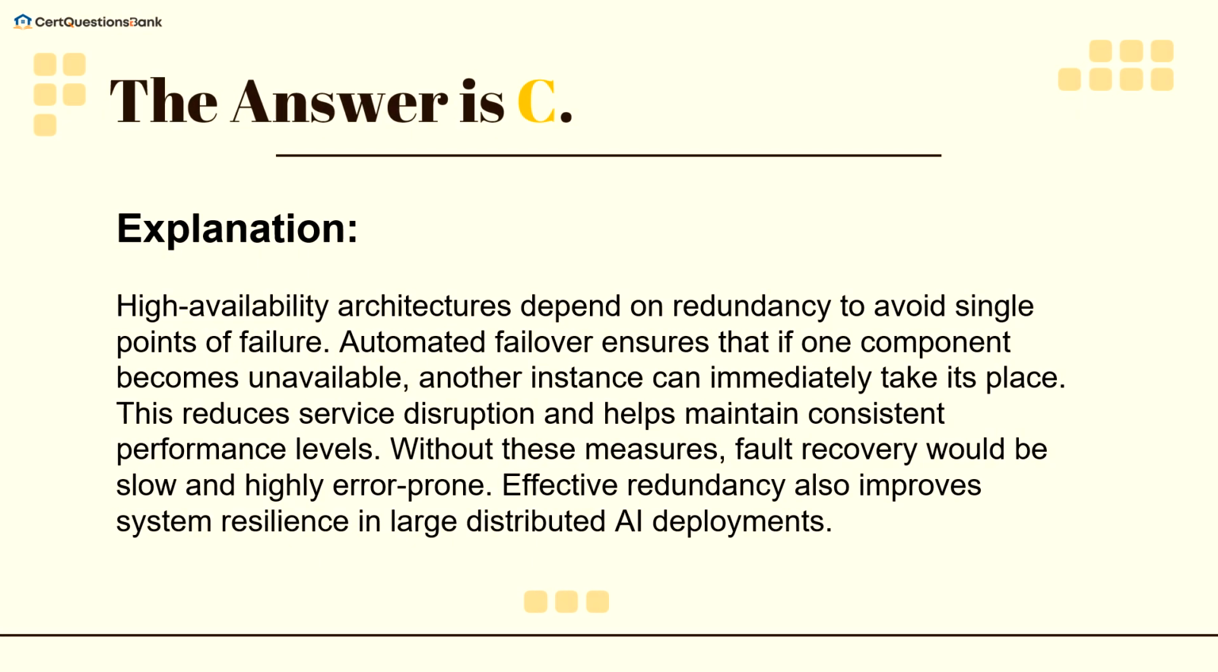The answer is C. High availability architectures depend on redundancy to avoid single points of failure. Automated failover ensures that if one component becomes unavailable, another instance can immediately take its place. This reduces service disruption and helps maintain consistent performance levels. Without these measures, fault recovery would be slow and highly error-prone. Effective redundancy also improves system resilience in large distributed AI deployments.